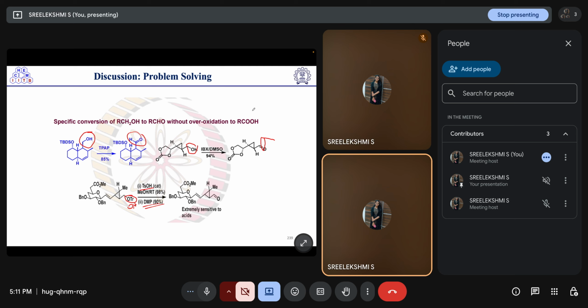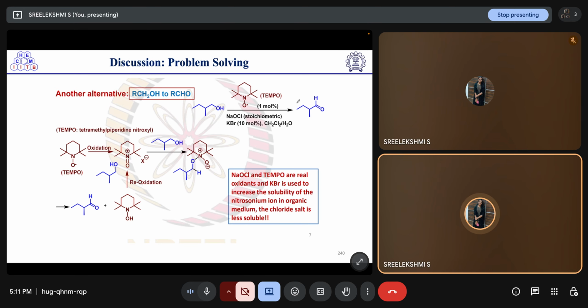Okay, so another alternative reaction for this conversion of alcohol to aldehyde is TEMPO oxidation. TEMPO is tetramethylpiperidine nitroxyl, this radical compound. TEMPO upon treatment with this alcohol in the presence of NaOCl and KBr will give this particular aldehyde, and it is not getting oxidized into the ketone.